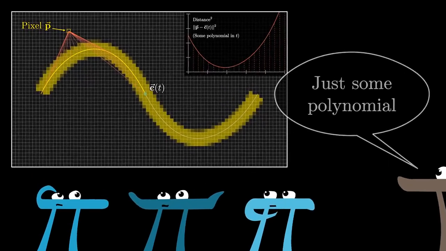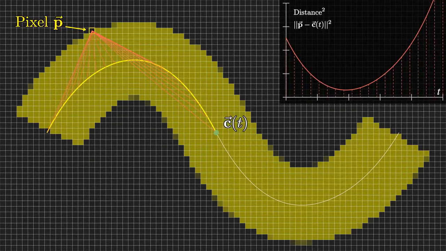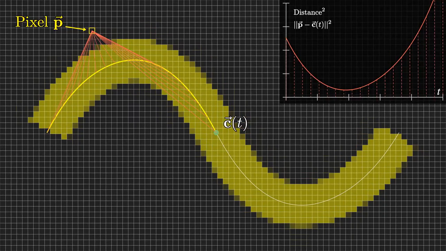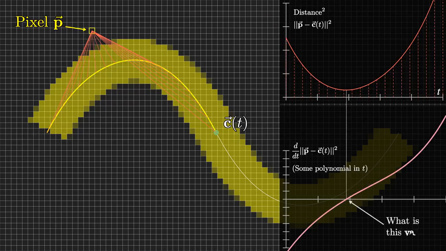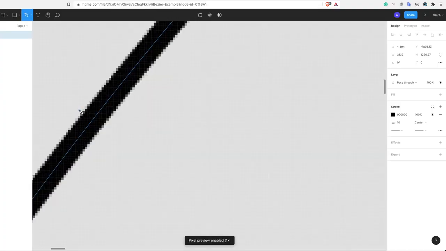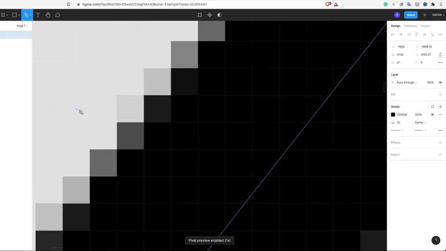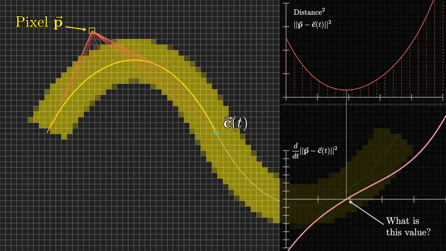Finding this minimum, and hence determining how close the pixel is to the curve and whether it should get filled in, is now just a classic calculus problem. What you do is figure out the slope of this function graph, which is to say its derivative, again some polynomial, and you ask, when does that equal 0? So, to actually carry out this seemingly simple task of just displaying a curve, wouldn't it be nice if you had a systematic and general way to figure out when a given polynomial equals 0?